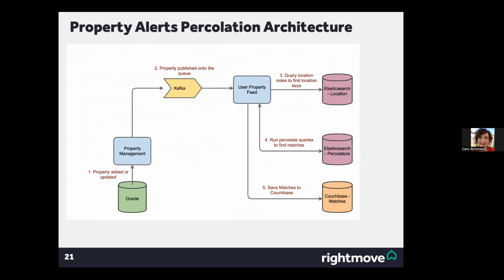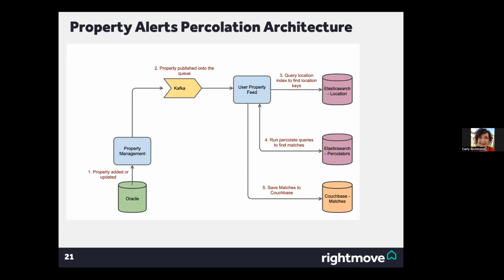So it finds out whether the location that the property has is matching with any of the existing locations that we have on the location index. If it finds a match, then it gets all those location keys and creates a query using the term filters that I showed you in the last slide. So using transaction type and location type, and then it makes the actual percolator query.